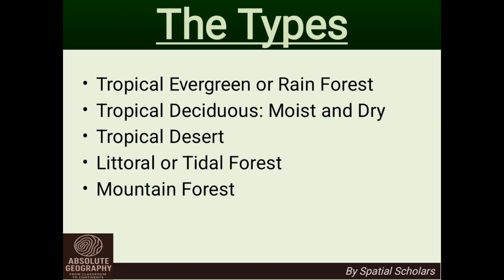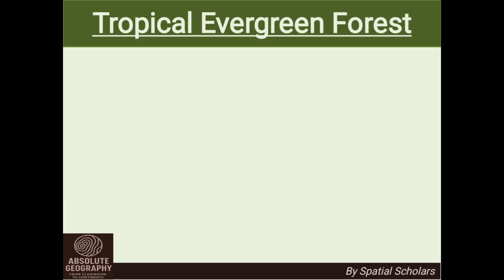Since we are now clear about the meaning of vegetation, we are now going to study the natural vegetation of India. That is, only the vegetation that is occurring naturally and is not cultivated. The cultivated part will come under agriculture. So there are 5 basic types of vegetation found in India depending upon the climate, rainfall, temperature and topography of the place. Starting with tropical evergreen forest.